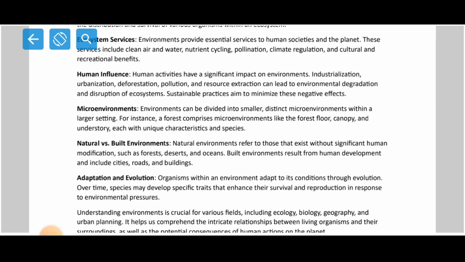Industrialization, urbanization, deforestation, pollution, and resource extraction can lead to environmental degradation and disruption of ecosystems. Sustainable practices aim to minimize these negative effects, right? See, human beings have a very big role to play in the environment. So we have a significant role in the environment.